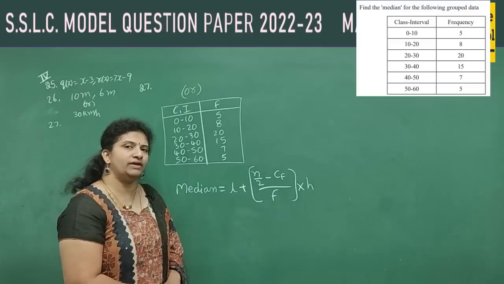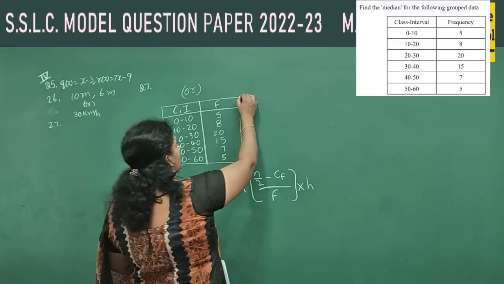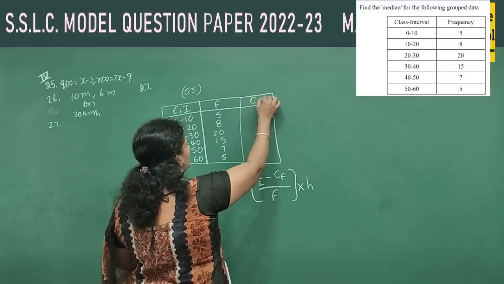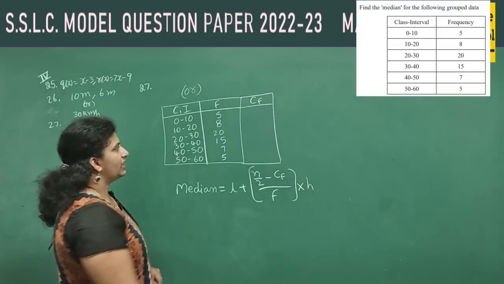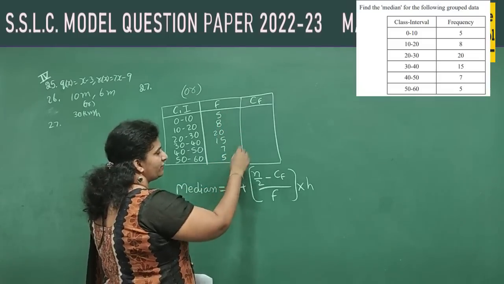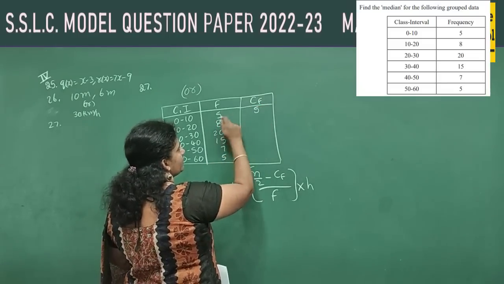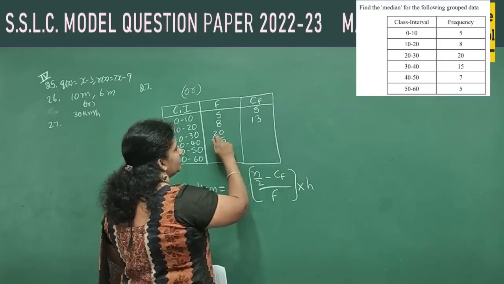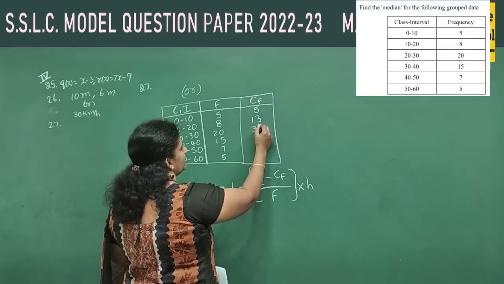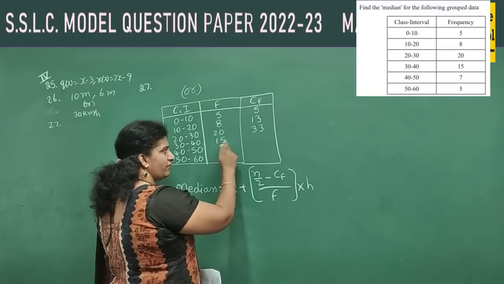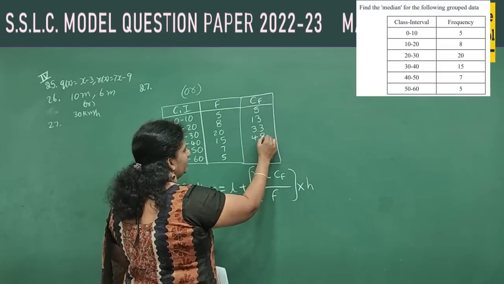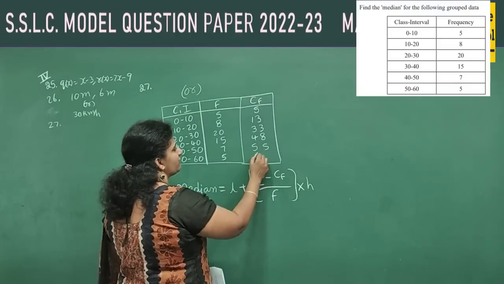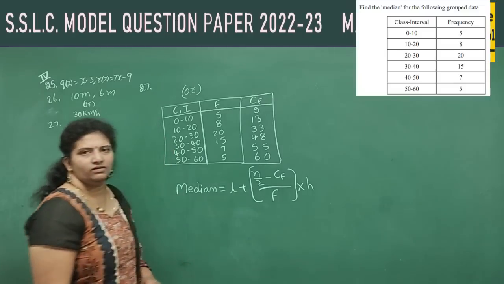First, how to do the median? We are going to take one more column. This is cumulative frequency column. That means go on adding the frequency. 5, first one as it is. 5 plus 8, 13. 13 plus 20, 33. 33 plus 15, 48. 48 plus 7, 55. 55 plus 5, 60. Right?